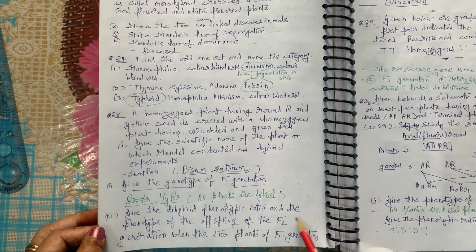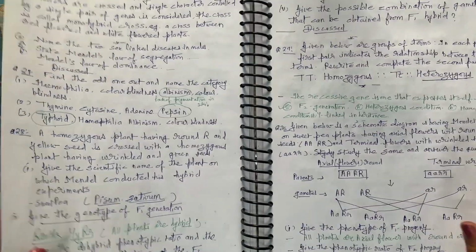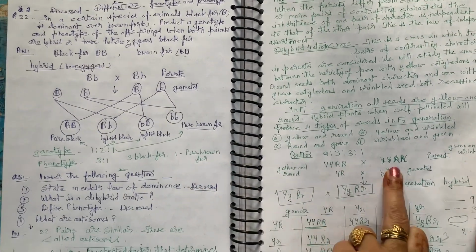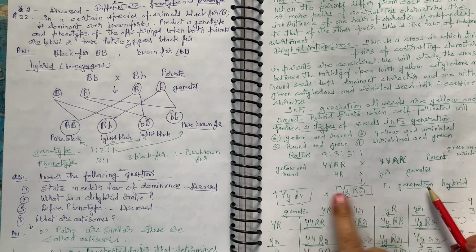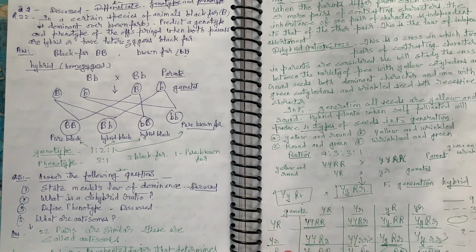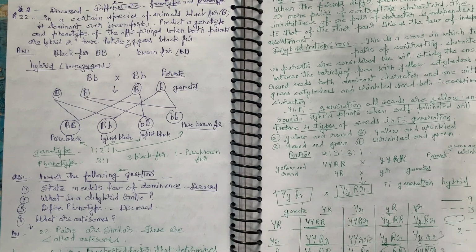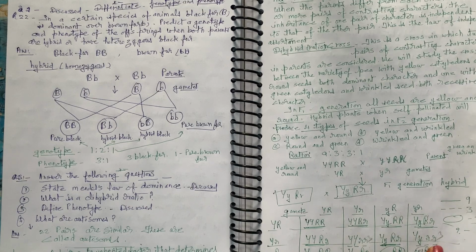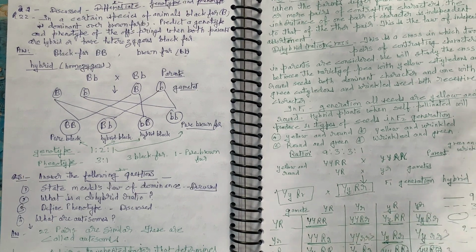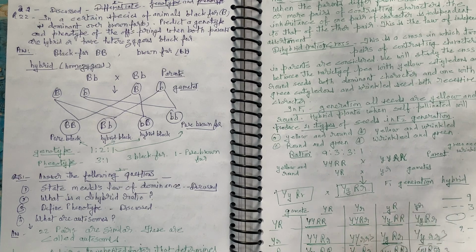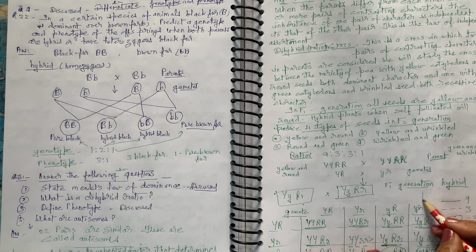Dihybrid phenotypic ratio and the genotype of the F2 generation when two plants of F1 generation, this capital Y, small y, capital Z, are self-crossed. Then in the F2 generation we get the phenotypic ratio 9:3:3:1. Right? This is the phenotypic ratio of F2 generation.